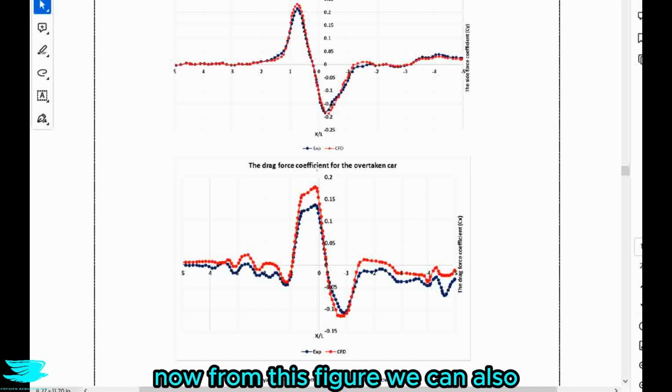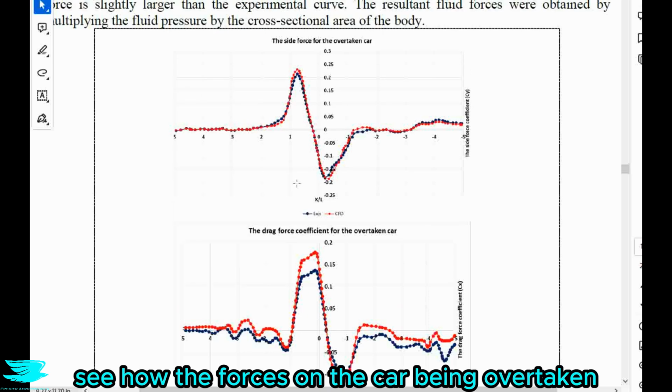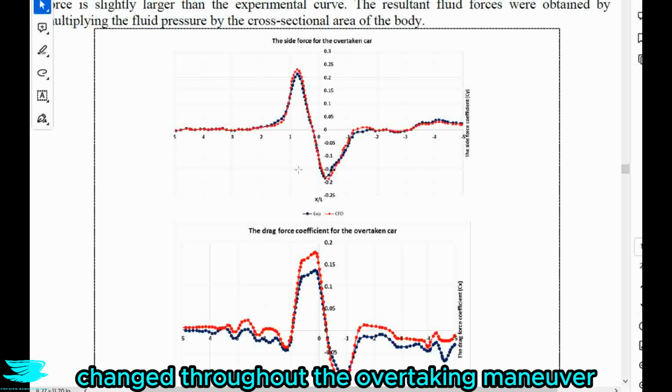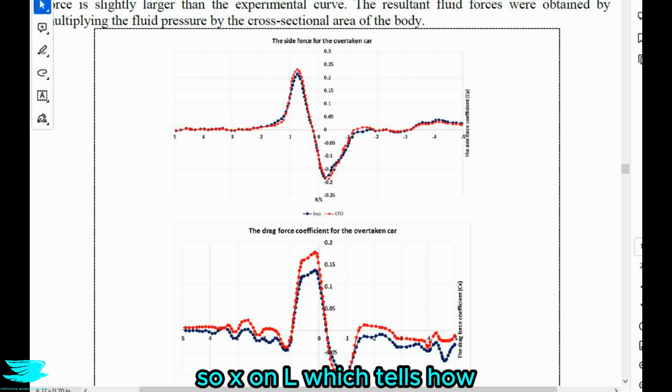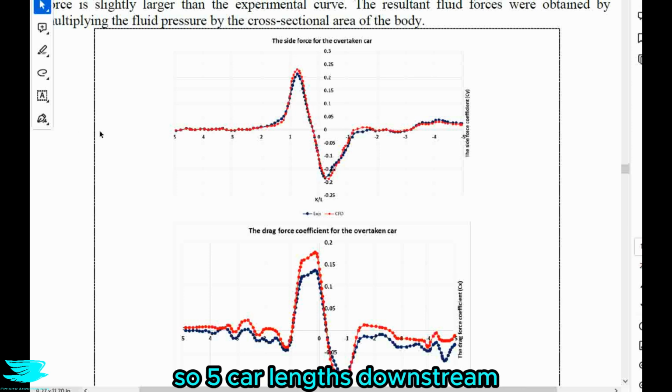Now, from this figure, we can also see how the forces on the car being overtaken change throughout the overtaking maneuver. So the x-axis is the normalized distance, so x on L, which tells us how far upstream or downstream the overtaking car is, with respect to the car's length. In other words, car lengths upstream or downstream. So 5 car lengths downstream, 5 car lengths upstream.